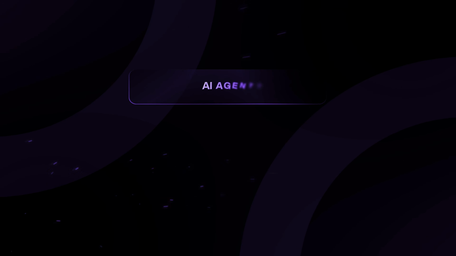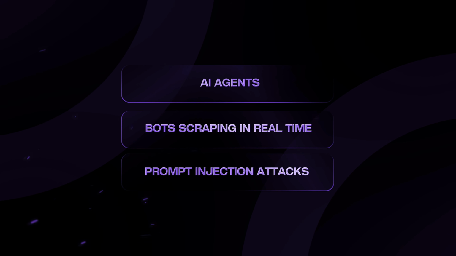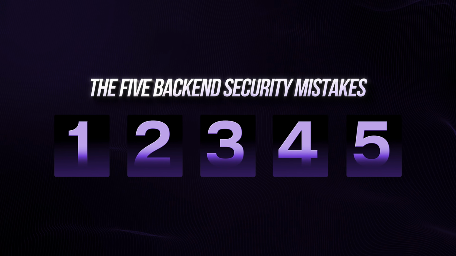It's AI agents. It's bots scraping in real time. It's prompt injection attacks that didn't even exist 2 years ago. So in this video, I'm going to walk you through the 5 backend security mistakes that I see everywhere. And by the end, you'll either fix them or you'll know exactly how your next breach is going to happen.